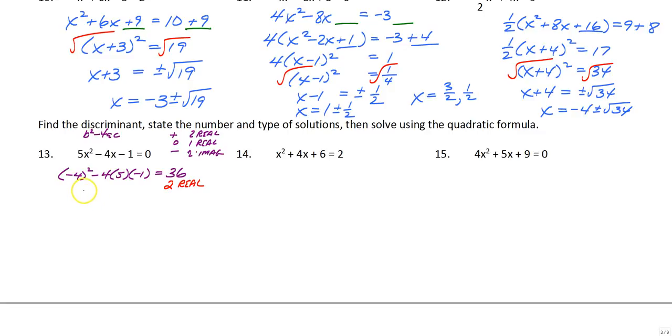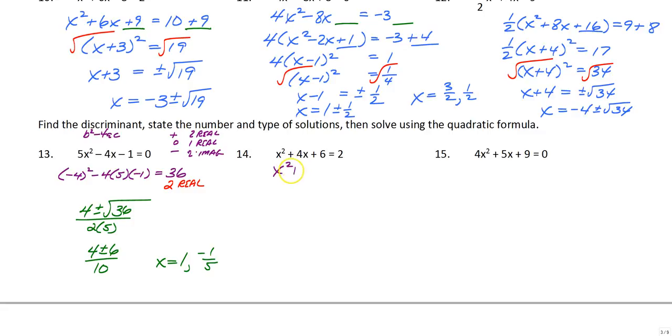So remember, the quadratic formula is opposite of b, so that's a positive 4, plus or minus the square root of b squared minus 4ac, which we just did. It's the discriminant, 36, all over 2 times our a value of 5. And now we're just going to simplify. So that's 4 plus or minus 6 all over 10. 4 plus 6 is 10 over 10, so we have x is equal to 1. And 4 minus 6 is a negative 2 over 10, which is a negative 1/5. And we're done.